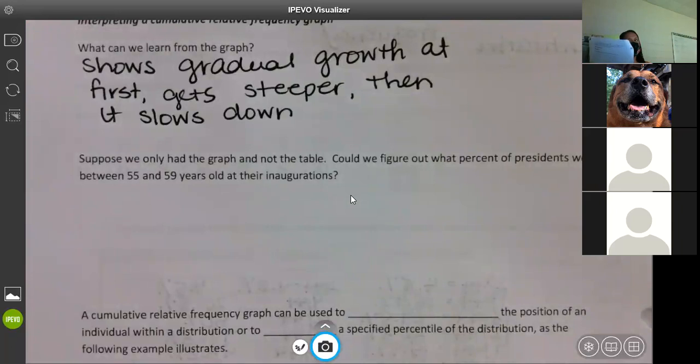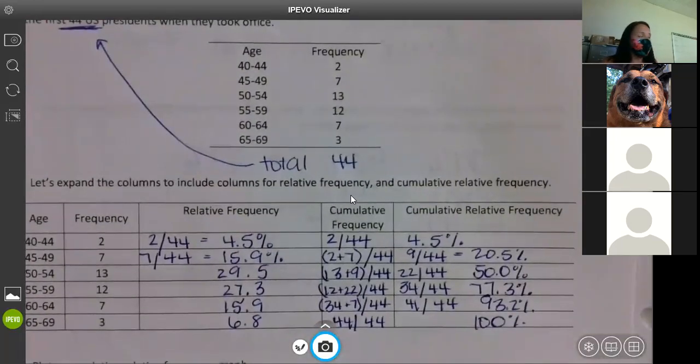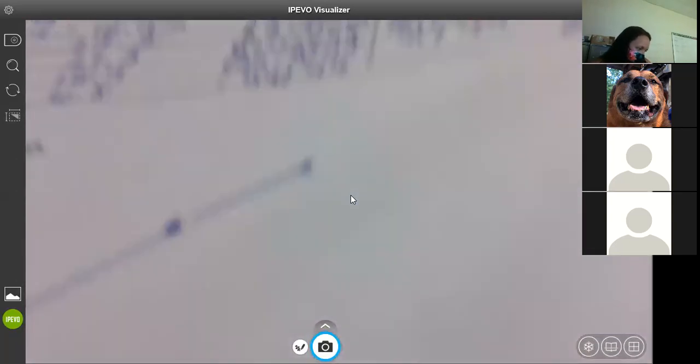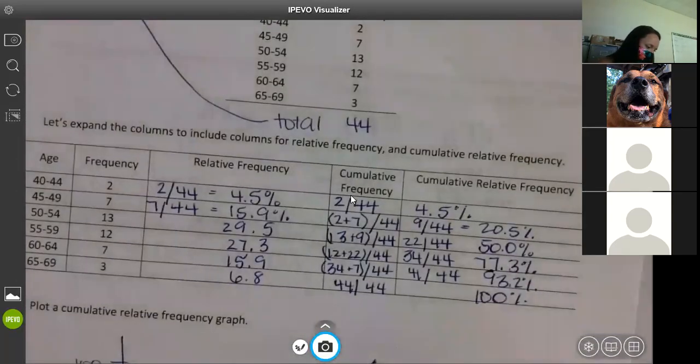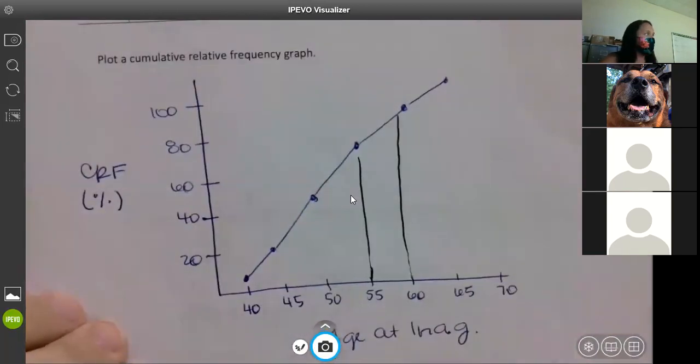No. Between 55 and 59. Hold on. We only have the graph. We don't have the table. Okay. Sorry. All right. So if we're looking at, what was it, 55 to 59? Is that what I'm looking at? 55 to 59. We would chart up through our graph like this, and then we would find the difference. So if they give you a graph and they ask you to find the percentage, then that's all you're doing.